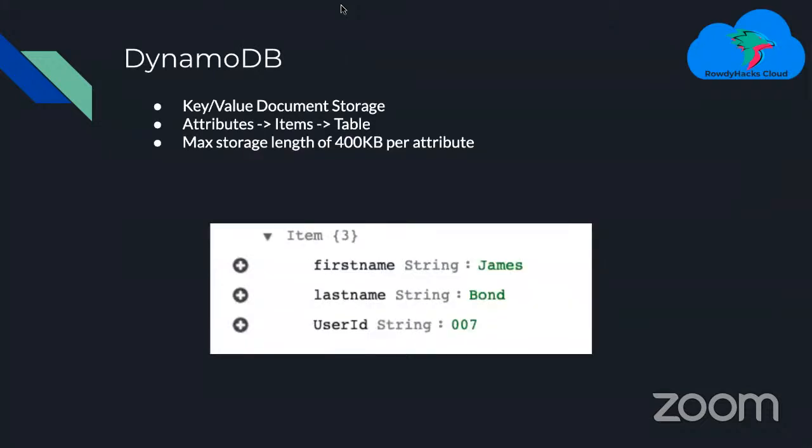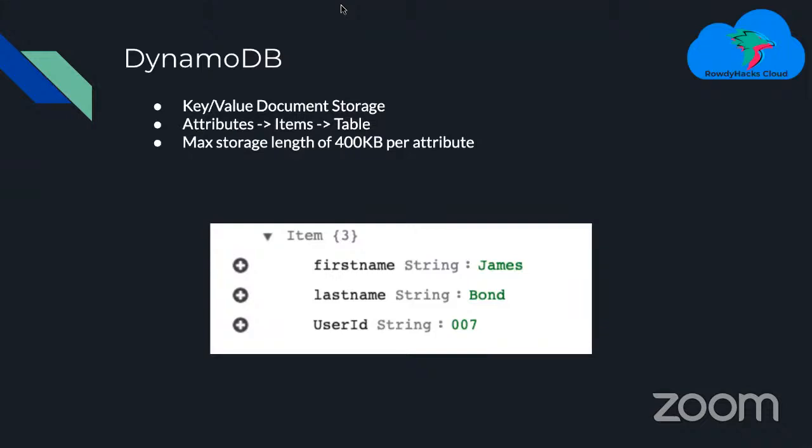So DynamoDB is a key value document storage. It's a little bit different than SQL. This is considered NoSQL. One of the things I like to note is for each record, each document you have different attributes inside of it. So in this specific item you see there on the screen, there are 3 attributes. One is first name, the other is last name, and the other is user ID.